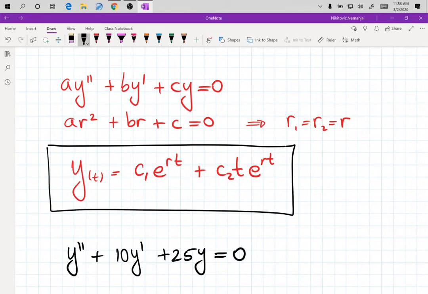I'll just watch the video. That's a better idea. The only problem is you didn't give us any values to set it to. Oh yeah. So we only have negative 5t and negative 5t.